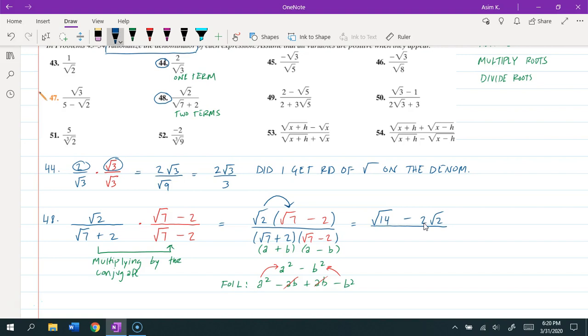Now on the bottom, just to speed things up, because of the idea of a plus b times a minus b, you just go straight to a squared minus b squared. If you're not comfortable with that, if you've never seen this before, you are welcome to do what you did in that previous homework and distribute the root of 7 to the root of 7 and the 2, and the negative 2.